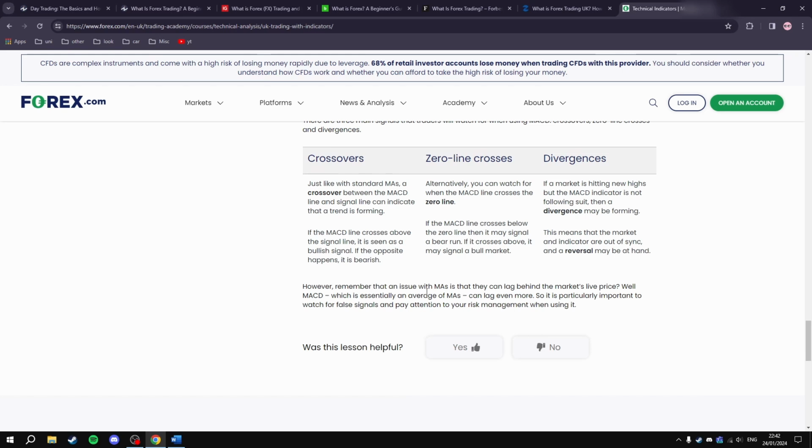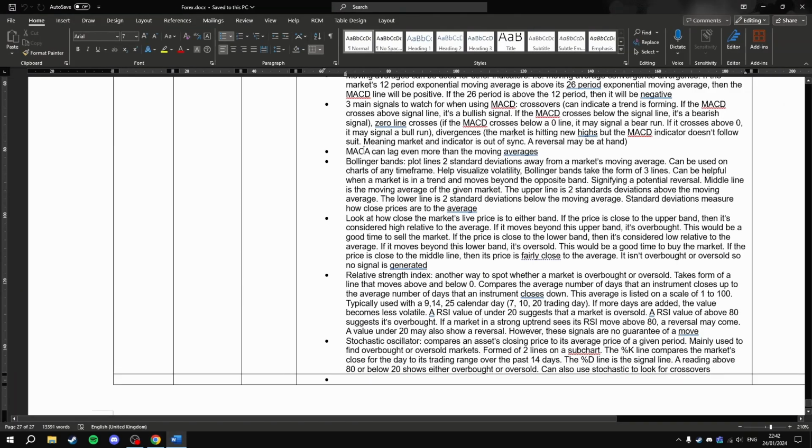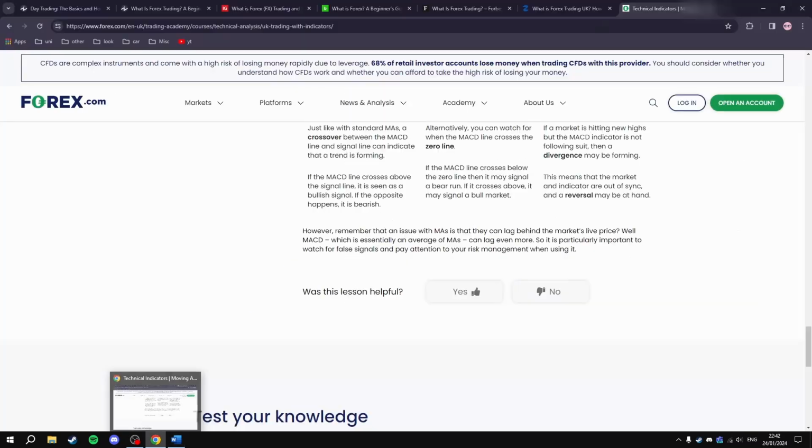However, remember that an issue with moving averages is that they can lag behind the market's live price, while MACD, which is essentially an average of moving averages, can lag even more. So it is particularly important to watch for false signals and pay attention to your risk management when using it. I think what I wrote is MACD, that should not be CA. MACD can lag even more than moving averages.